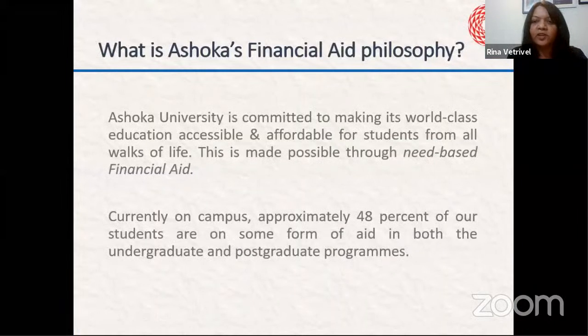Okay, so what is Ashoka's financial aid philosophy? At Ashoka, we are committed to making our world-class education accessible and affordable for all students from all walks of life. And this is made possible through a need-based financial aid. And this financial aid is given irrespective of any background of the student. And giving financial aid is also one of the key components of carrying out the commitment that we have to our students. Just to give you an idea of how strongly we believe in this philosophy, on campus currently, there are approximately 48% of our undergraduate students on some form of financial aid or the other.